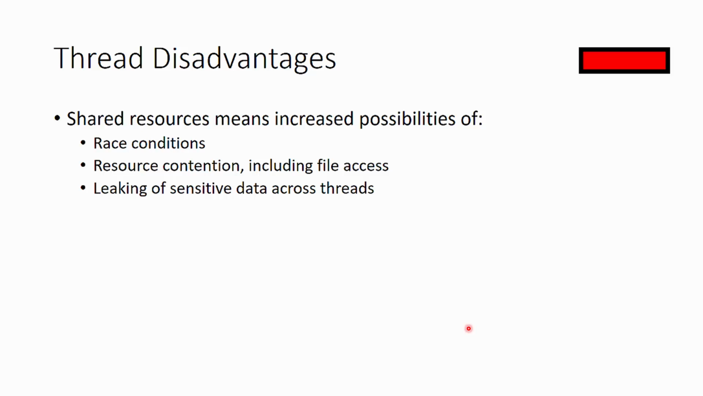So some thread disadvantages. What are some things we don't like about threads? Well, if a race condition is possible, it's going to occur.